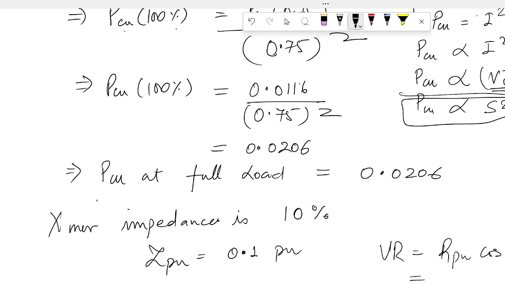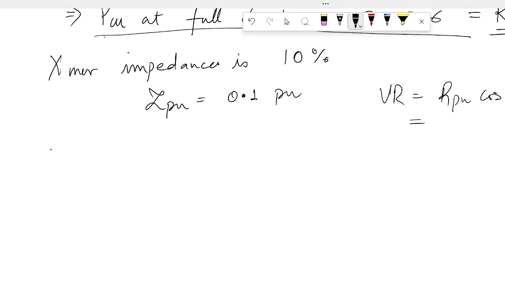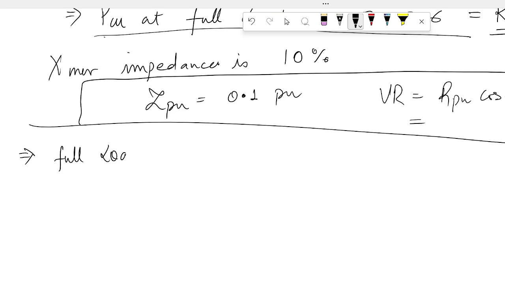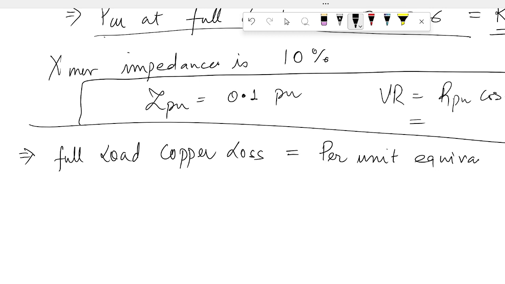R per unit, you are knowing. Remember, full load copper loss is equal to the per unit equivalent resistance of the transformer. How is it? I am explaining to you. I said that full load copper loss is equal to per unit equivalent resistance of the transformer.